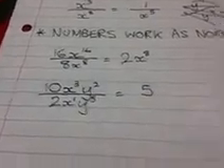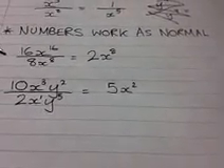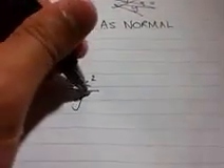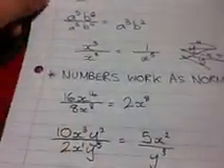3 minus 1 gives you 2. Where is it bigger? Bigger at the top. So you can put x to the 2 at the top. Then y to the 2 and y to the 5. 5 minus 2 is y to the 3. Where is it bigger? At the bottom. And there we go.